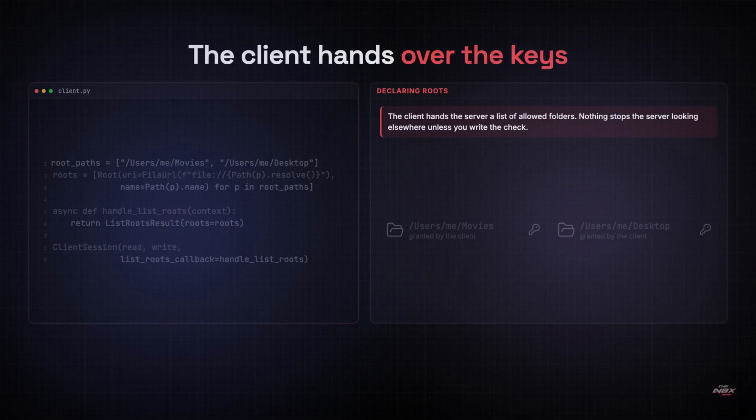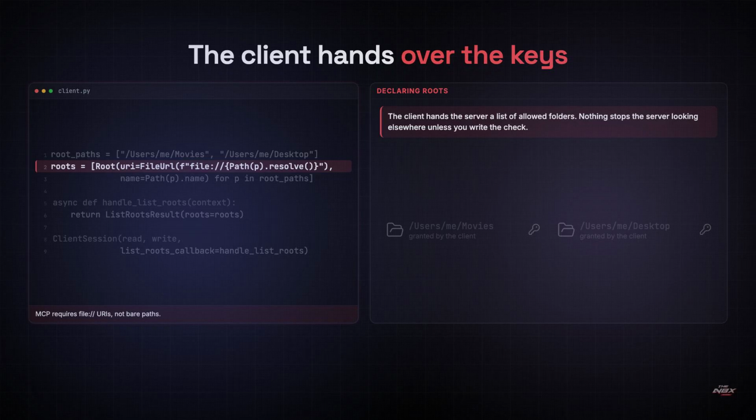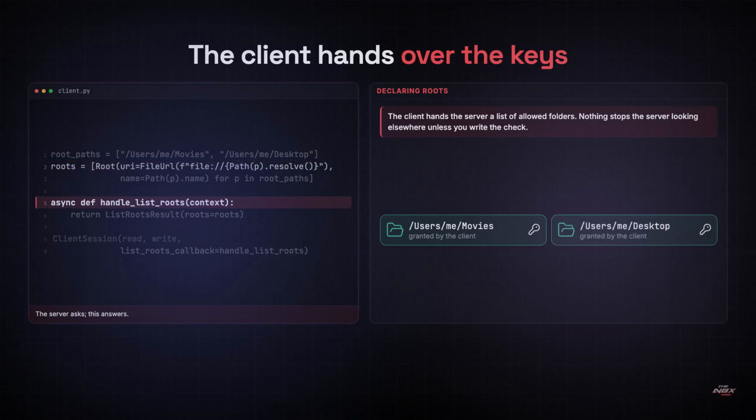The client decides which folders are allowed, and usually those paths come straight from the user as command line arguments when the app launches, for instance. Each path gets wrapped in a root object with a file:// URI because the MCP spec requires that exact format rather than a bare path. So Movies is allowed and Desktop is allowed. Then you write a callback that returns the list, and you register that callback when you open the session.